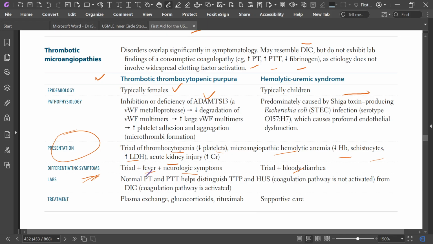Labs in TTP: normal PT and PTT help to distinguish TTP and HUS from DIC. The coagulation pathway is not activated; coagulation factors are not activated. In TTP, treatment is plasma exchange, glucocorticoid, and rituximab. And in HUS, you should not give antibiotics; give supportive care.